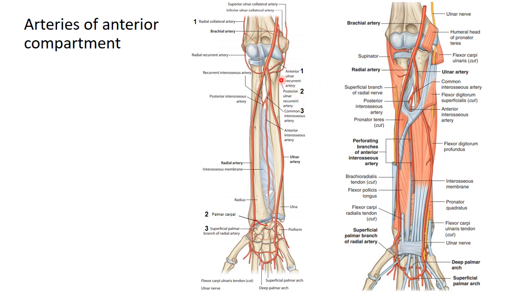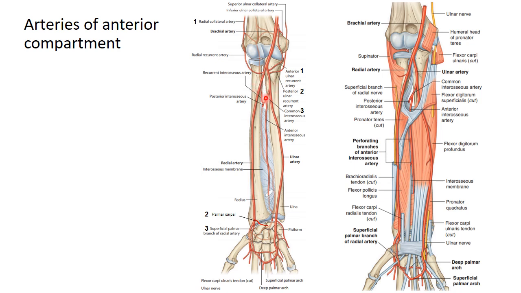Branches of the ulnar artery. First is the ulnar recurrent artery, which will divide into anterior and posterior ulnar recurrent arteries, and both of them will return superiorly, proximally, to contribute to the formation of the anastomosis around the elbow joint. Another branch is the common interosseous artery, approximately at the level of the radial tuberosity.